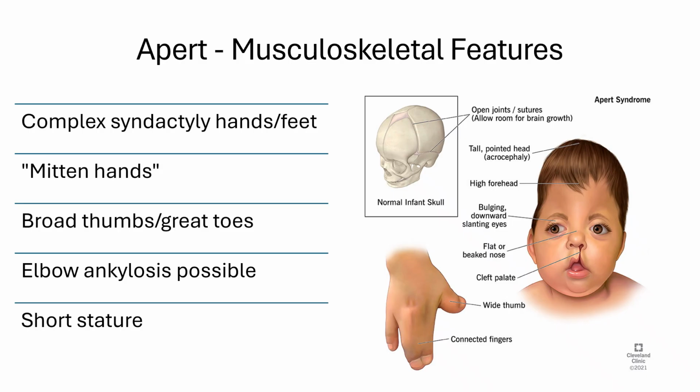Picture how this restriction affects the child's ability to bring their hands to their mouth for feeding or to position their hands for functional activities. When combined with the hand abnormalities, this creates cumulative functional limitations that require creative adaptive strategies.